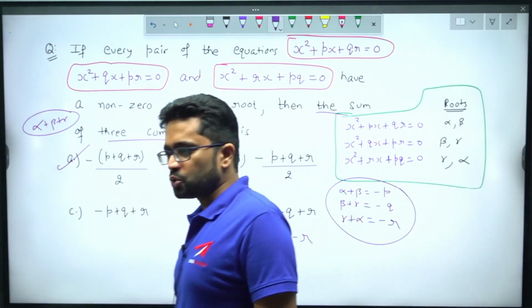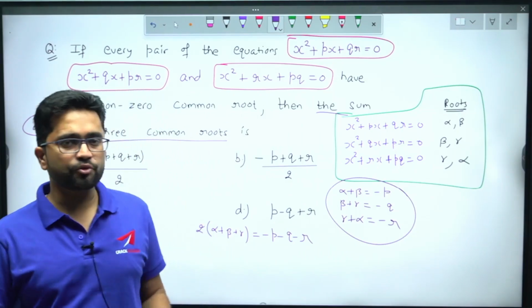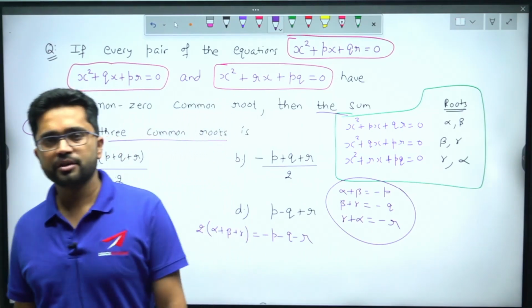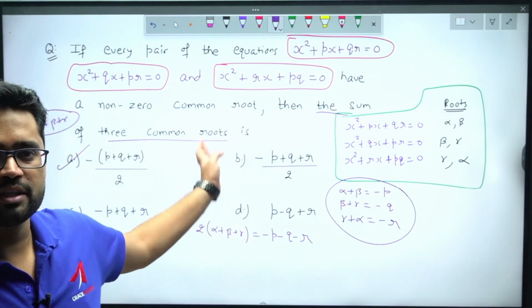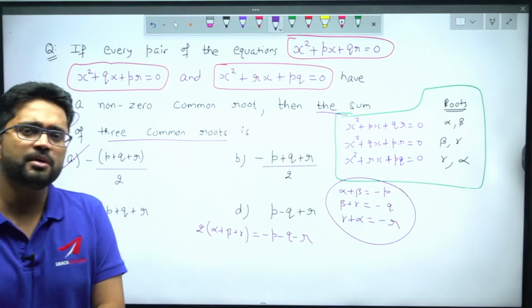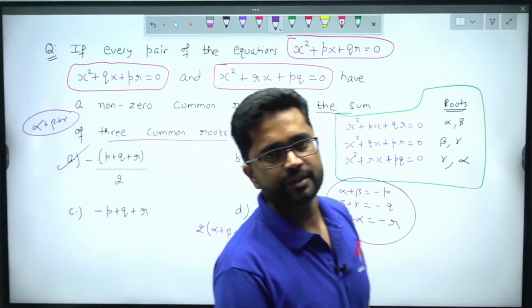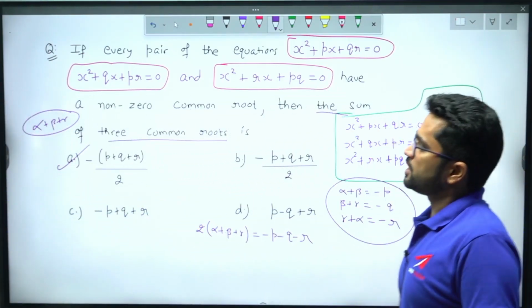The question is saying don't go for the condition of common root. Don't eliminate alpha. Simply they are saying pairwise we are having some common root. So I am applying those conditions. Simply we are getting the sum alpha plus beta plus gamma. Okay guys. Let's go to the next one.